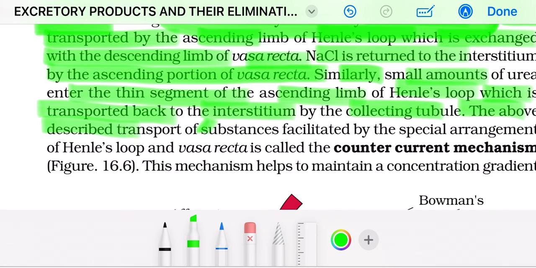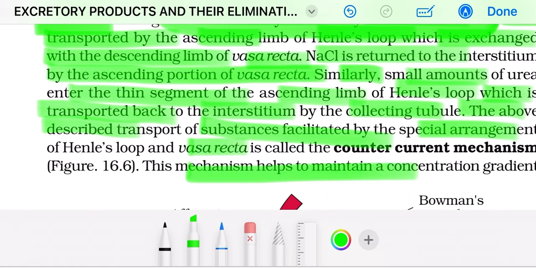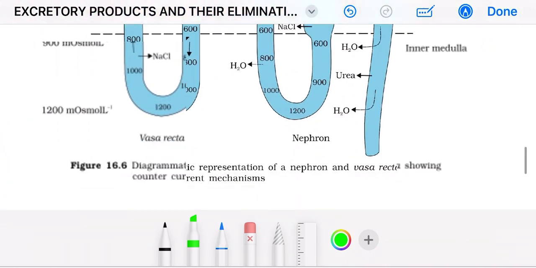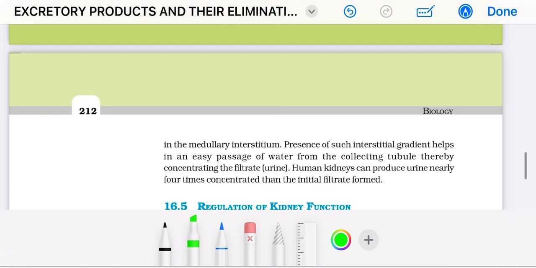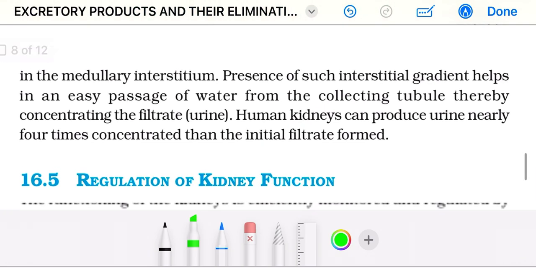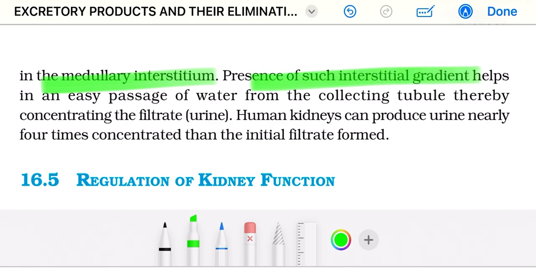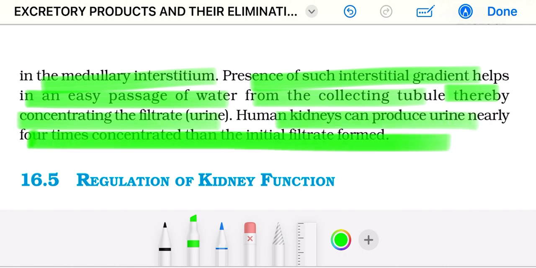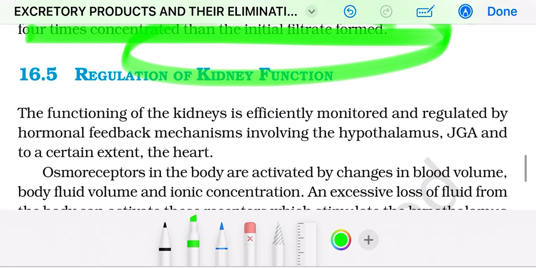The above described transport of substances facilitated by the special arrangement of Henle's loop and vasa recta is called the countercurrent mechanism. This mechanism helps to maintain a concentration gradient. This is how osmolarity in the cortex is 300 and in the medulla it is 1200. In the medullary interstitium, the presence of such an interstitial gradient helps in an easy passage of water from the collecting tubule, thereby concentrating the filtrate. Human kidney can produce urine nearly 4 times more concentrated than the initial filtrate formed.